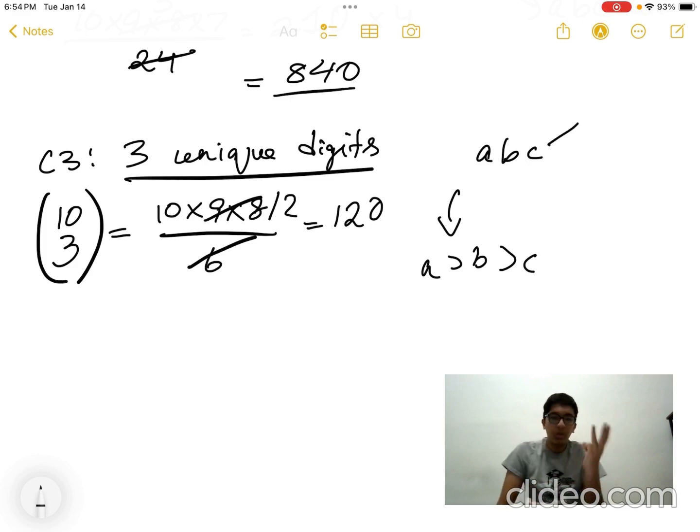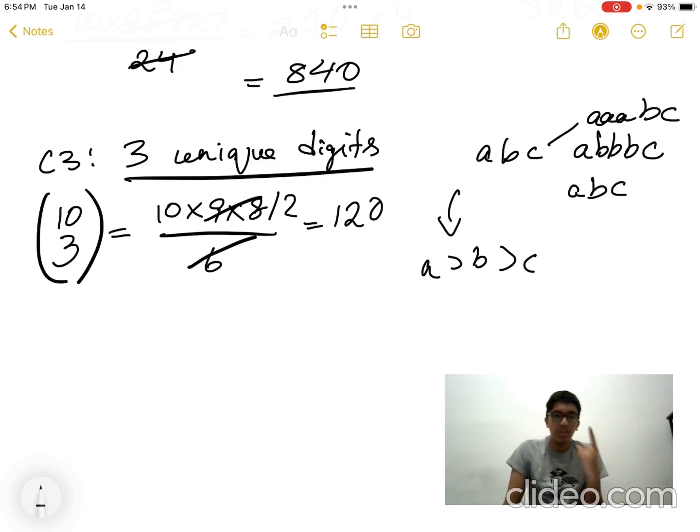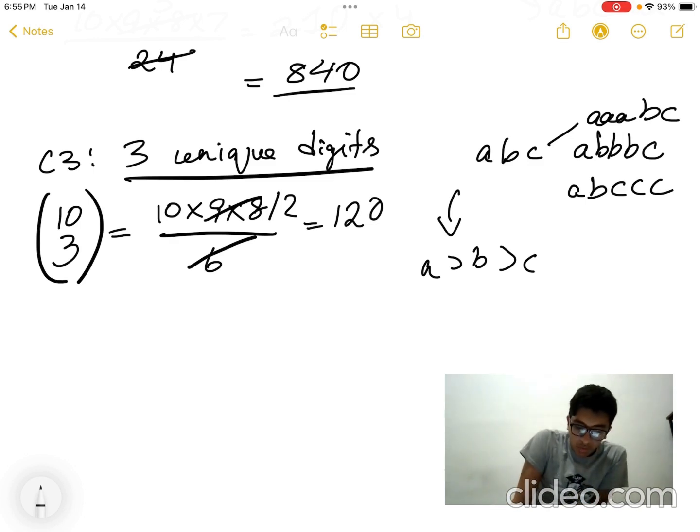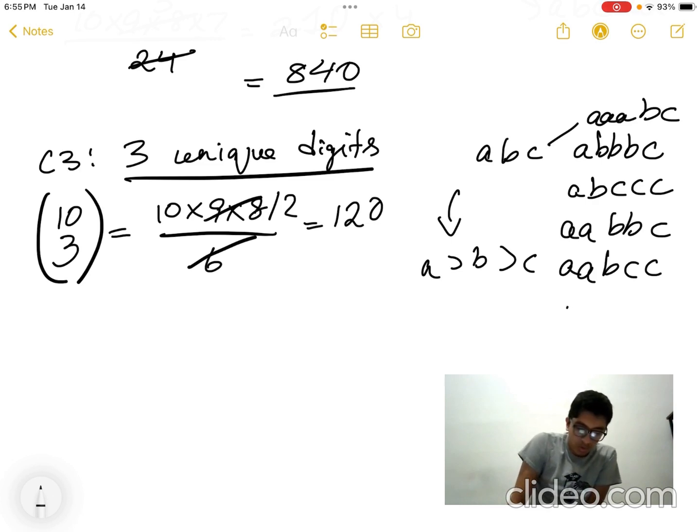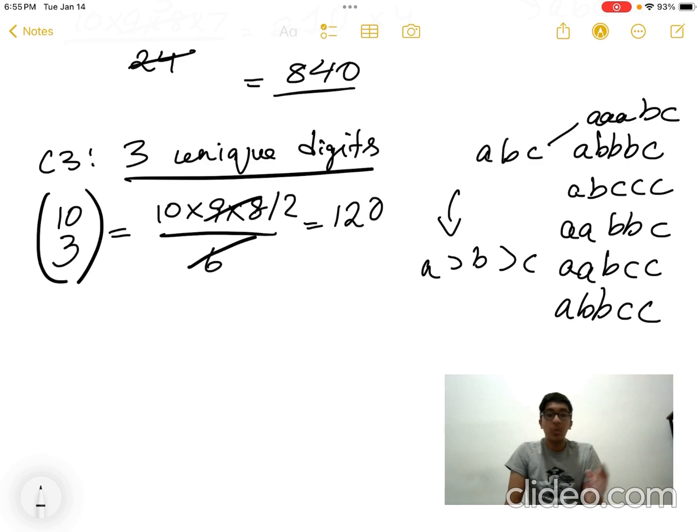Well, if we're given 3 unique digits, and we want to use those 3 digits to make a 5-digit number, we can repeat one digit 3 times, like this. So A, A, A, B, C, or A, B, B, B, C, or A, B, C, C, C. So these are all the ways that you can repeat one digit 3 times and make a 5-digit number that satisfies our conditions. And then another way is to repeat 2 of the digits. So like, I could repeat A and B, I could repeat A and C, or I could repeat B and C, like that.